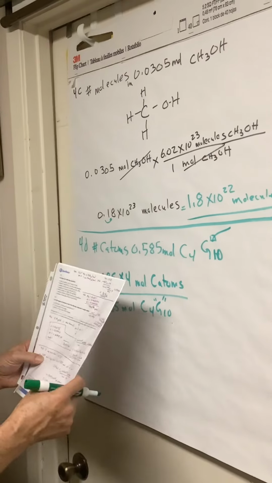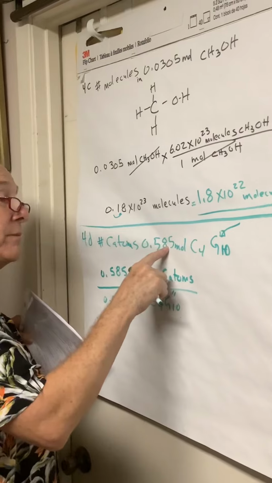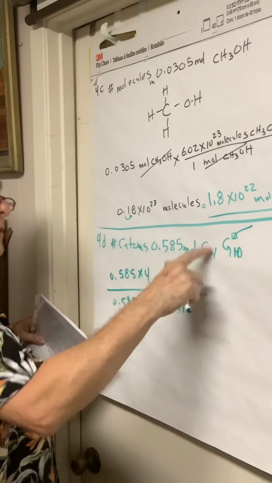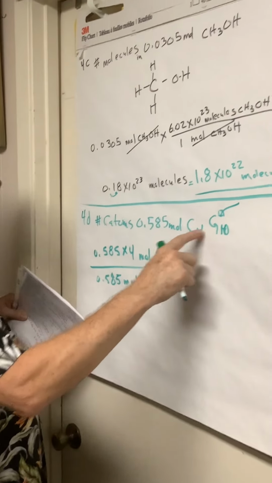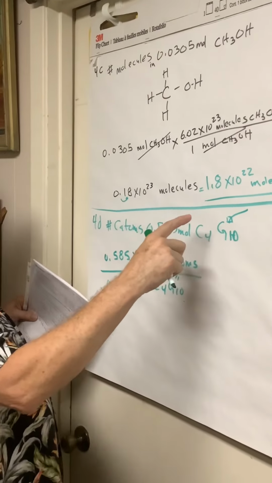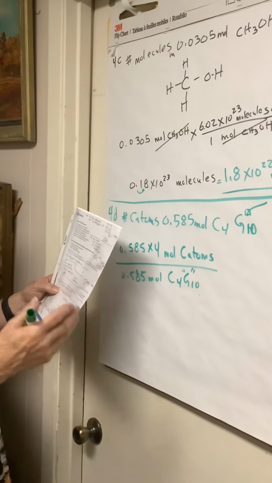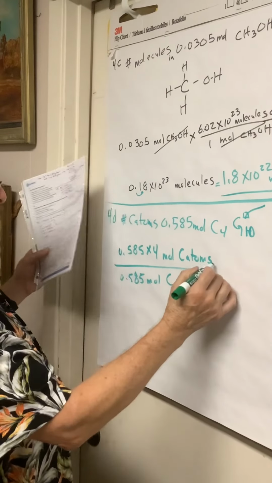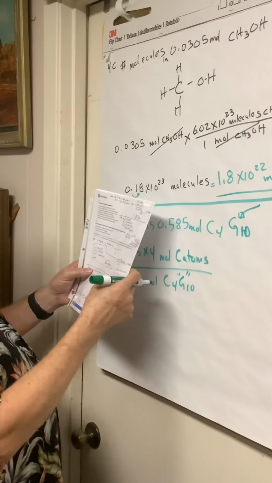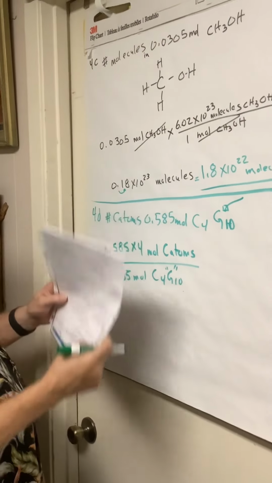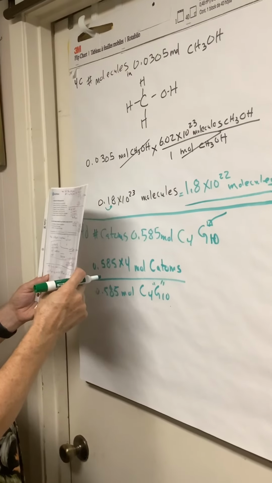But if you have 0.585 moles of this compound, and there are 4 carbon atoms in every molecule, and therefore 4 moles of carbon atoms in every mole, it would just be 0.585 times 4. What is it? I wrote it down here. This is 4D. It says number of carbon atoms.